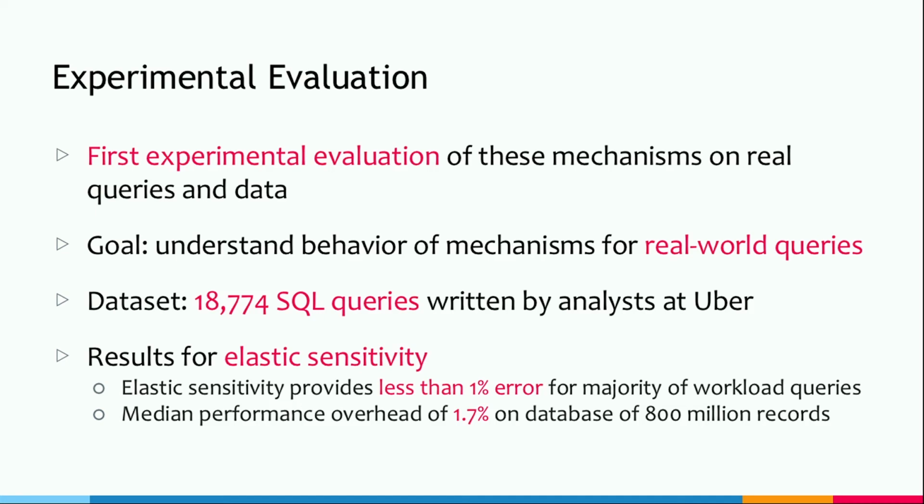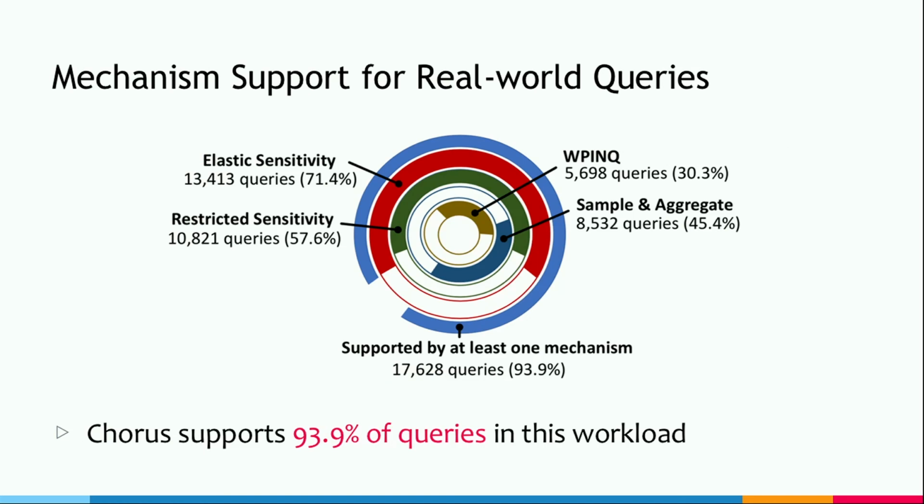In terms of performance overhead, each rewriter is going to have a slightly different effect on the performance of the database, but for elastic sensitivity, we see very low overhead. It's about a 1.7% median overhead, and that's on a database of about 800 million records. We also found that supporting multiple mechanisms really increases the set of queries we can support. We've implemented four so far, and that gets us up to almost 94% of queries in the workload.